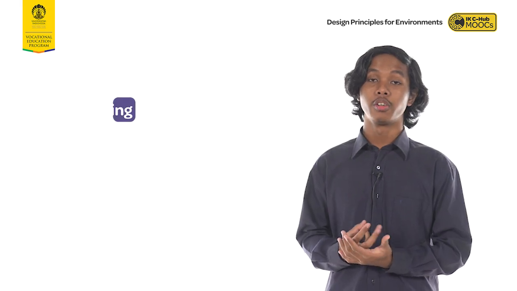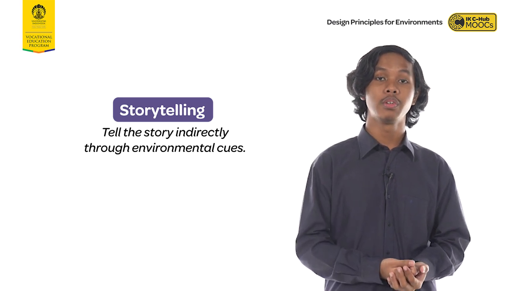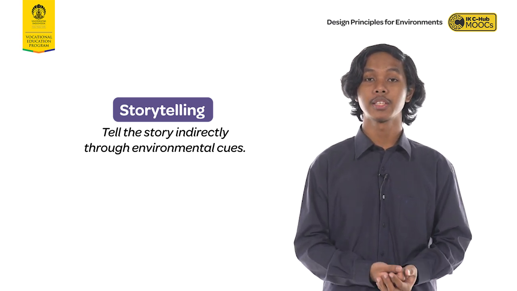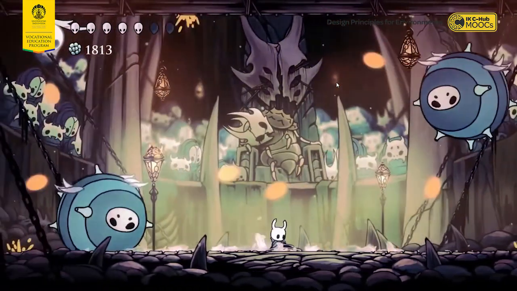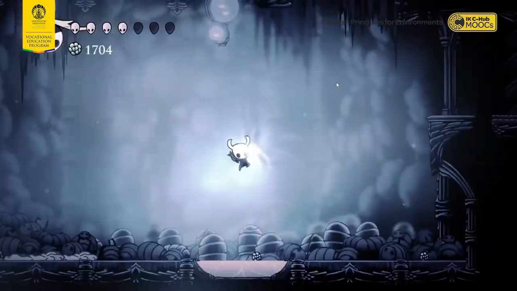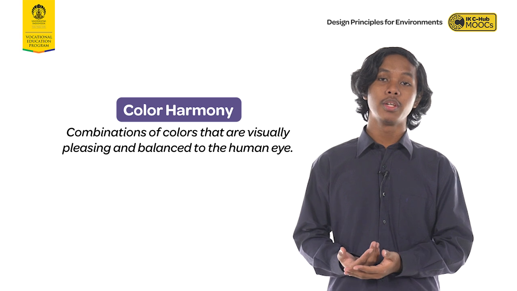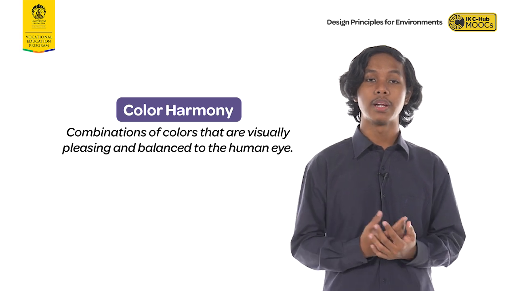Third, storytelling. Storytelling in environment design means crafting a world that visually conveys a story without needing direct exposition. The example is Hollow Knight, where ruined cities, forgotten statues, and cryptic murals subtly reveal the lore of the Fallen Kingdom. Fourth, color harmony. Well, it's basically the combination of colors that look good together to the human eyes.